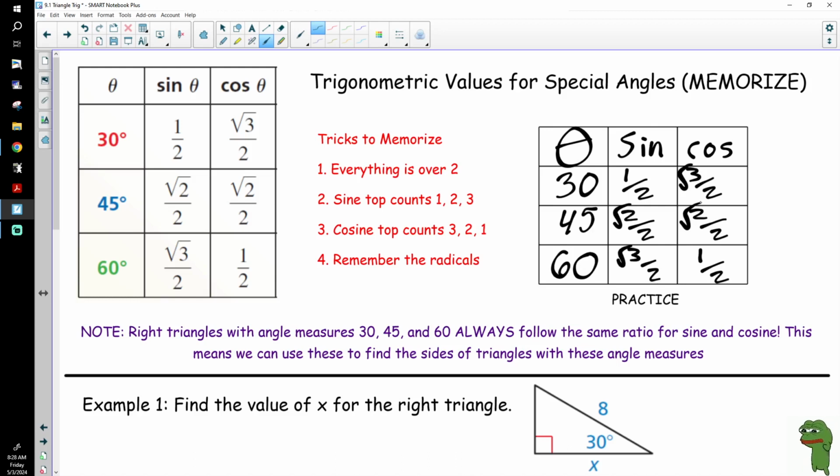So how this works is if I were to say, hey, what is the sine of 30 degrees? You go look at sine, you go down to 30 degrees. The sine of 30 degrees is 1/2. The cosine of 45 degrees is square root of 2 over 2. The cosine of 60 degrees is 1/2. So that's how we read our table, which is part of solving our problem. Okay, so let's look at example 1.